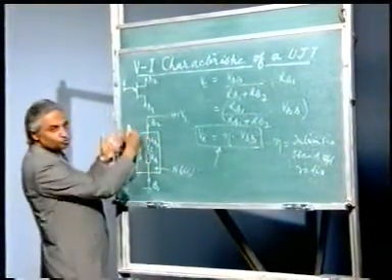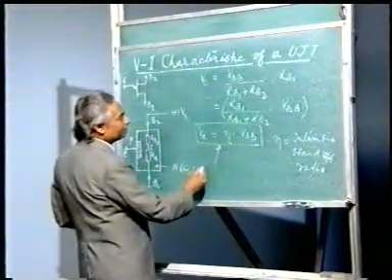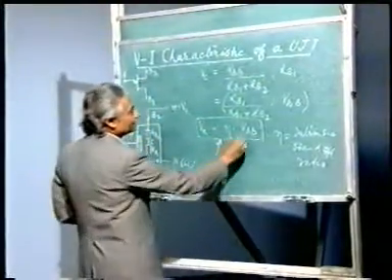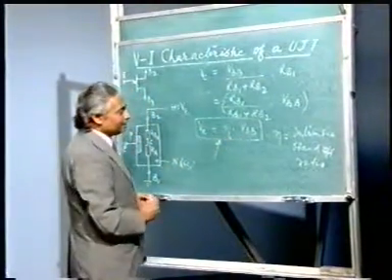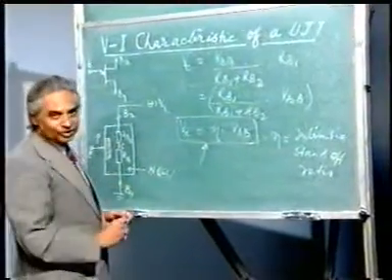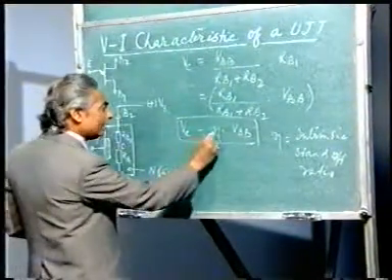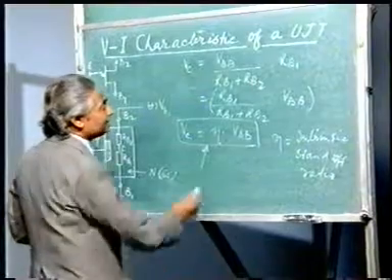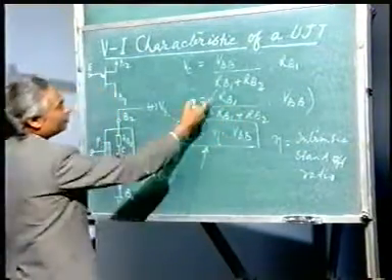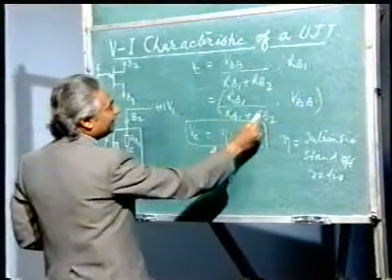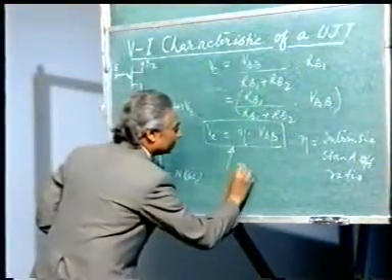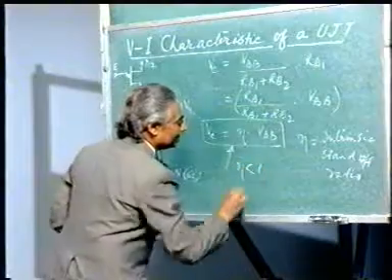it is divided into two zones, depends on two things. One is intrinsic standoff ratio and the other is the interbase supply. As I increase the interbase supply, Vc will also increase. Now how about intrinsic standoff ratio eta? Since it is the ratio between Rb1 and Rb1 plus Rb2, we see from here that the denominator is more than the numerator. So it has to be less than 1, is always less than 1.